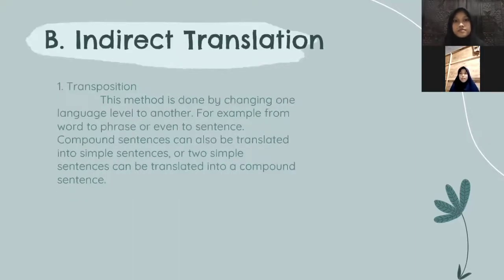And next will be explained by Khalifa Fitri Rodiah. Okay, thank you. Thank you, Nur Ilmi Septia Syahrir.